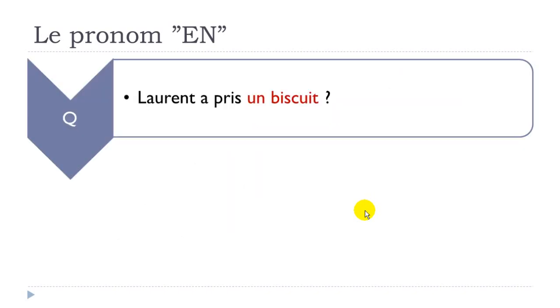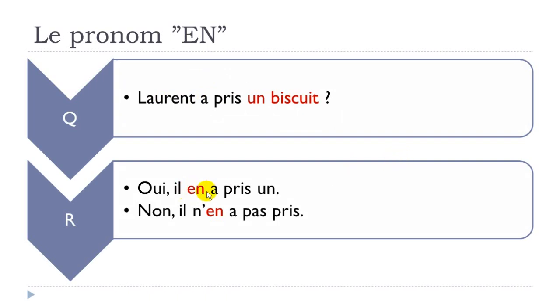Okay? So let's see now when you've got a composed verb. So we just need to put the same sentence at the passé composé form. Laurent a pris un biscuit. Oui, il en a pris un. Okay, so the important thing now is to try to remember that when you've got this form, a pris, even if you've got two parts, well, technically you don't have two verbs, you've got one verb. Okay, so your pronoun en should be before the verb, so it means before a here. Okay, one common mistake is to put this en between the two. Okay, because you tend to think that maybe you've got two verbs, but no. It's here, okay, il en a pris un.